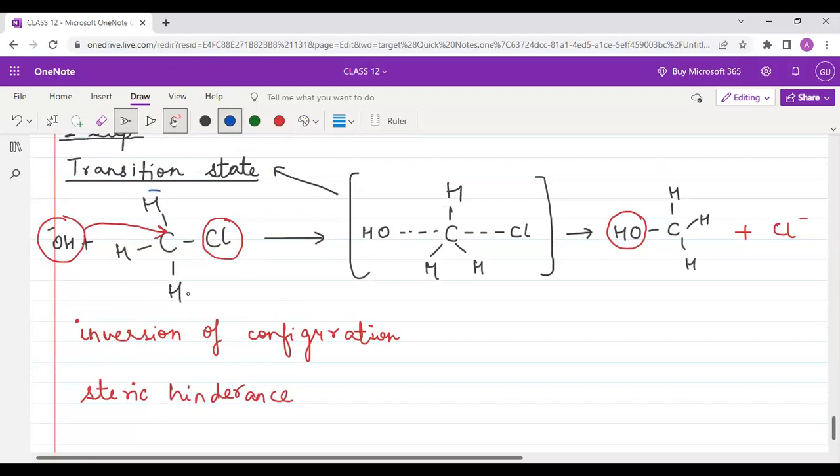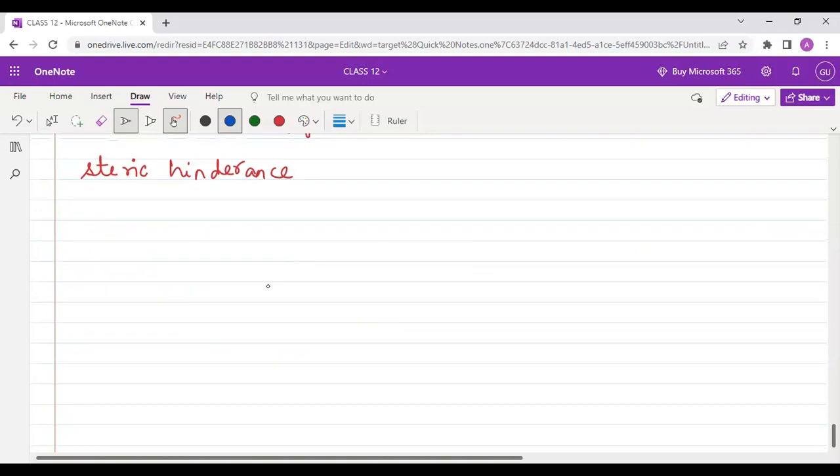Will it be easy for the incoming nucleophile to approach this carbon? Listen again. Now they are written as H, but suppose bulky groups are attached to the carbon, and you know that the nucleophile approaches from this side. Will it be easy for the nucleophile to approach this carbon if bulky groups are present? Suppose carbon is there and 3 hydrogens are there. So there is a way for the nucleophile to come. But if bigger groups are present around carbon, will it be easy for the nucleophile to approach?